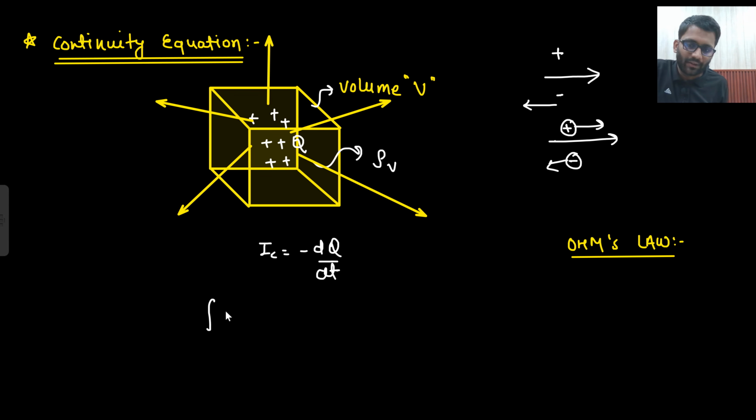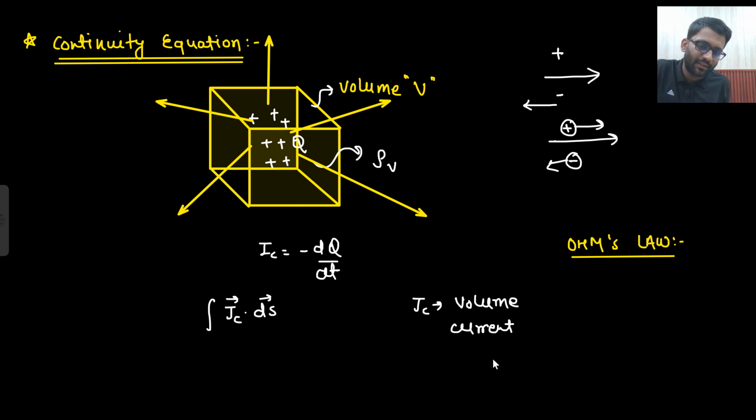Okay. Now what can I write? What is my IC? It is the integral of J dot ds. What is JC? JC is your volume current density, or simply current density you can say, because surface current density we will not usually take into action. Here I am writing volume current density, but after this I will always call it current density.